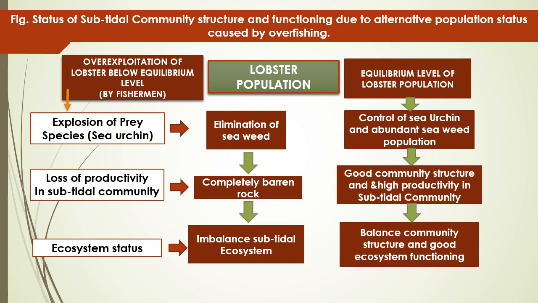On the other hand, in normal condition, on the right-hand side of the flowchart, you can see an equilibrium level of lobster population exists. So the predatory nature of lobster controls the sea urchin, and as a result the seaweed population becomes abundant. So good community structure and high productivity occur in the subtidal community. Thus, community structure and ecosystem functioning become balanced. The predatory activities of lobster become a key factor in structuring this subtidal community.